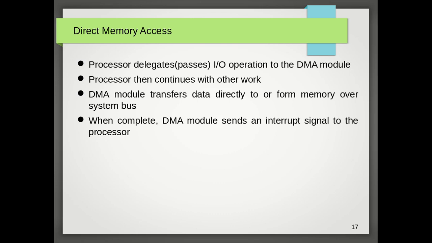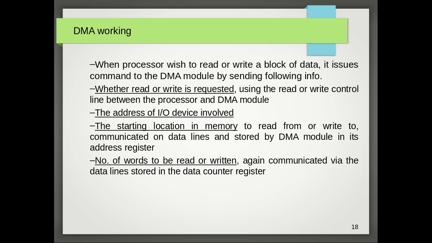Now the DMA module transfers the data directly to or from memory over the system bus. That is the main task of DMA. When complete, the DMA module sends an interrupt signal to the processor, so only one time is the processor interrupted. Now we will see how DMA works.